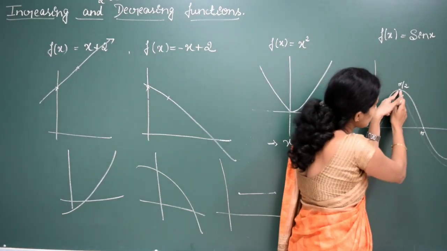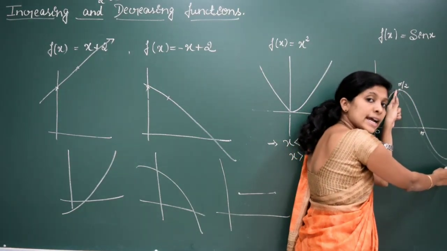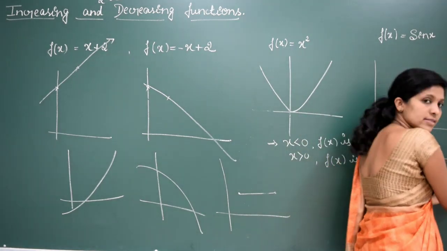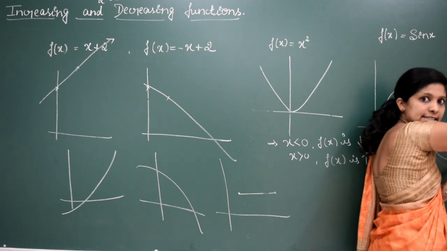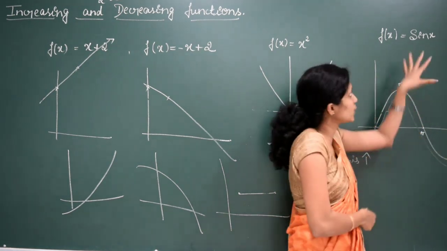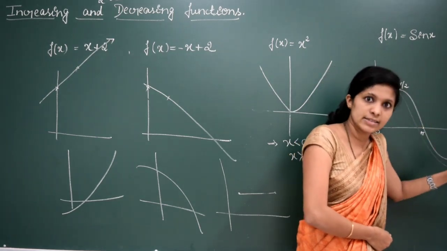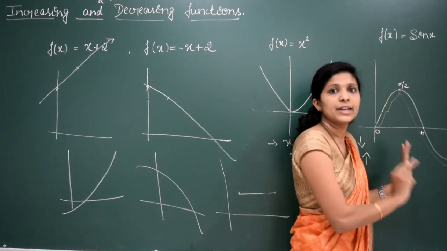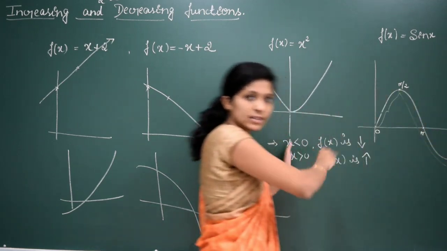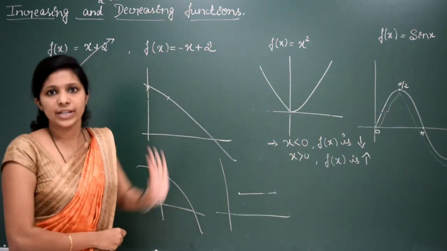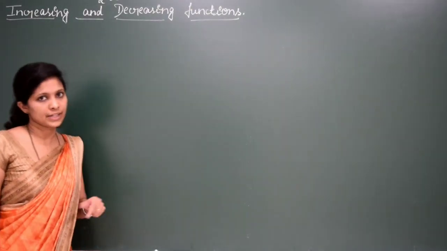If I consider the interval pi by 2 to 3 pi by 2, then the function will be decreasing. Next, again if I consider 3 pi by 2 to 5 pi by 2, the function is increasing. I mean, for the sine function, if you use an interval, then we can say the function is increasing or decreasing. If you consider the whole graph, then it is neither increasing nor decreasing. This is the basic idea about increasing and decreasing functions. Now we will see the actual definition of an increasing and decreasing function.